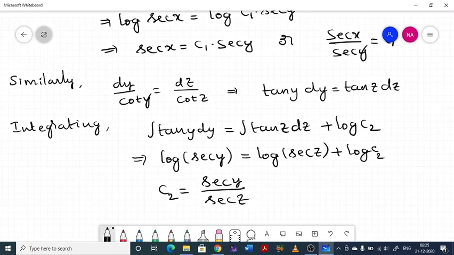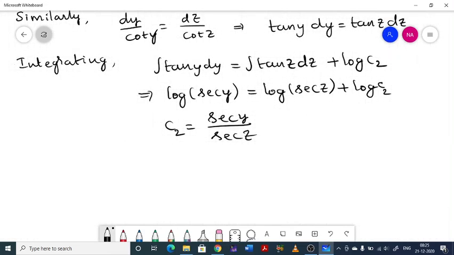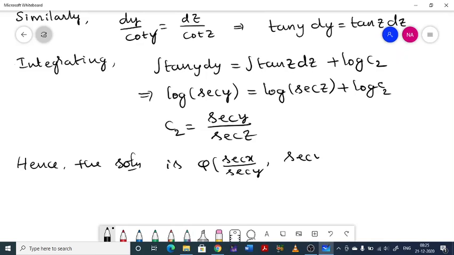So the solution is, hence the solution is phi of secant x divided by secant y, comma secant y divided by secant z equal to 0. So that is the required solution.